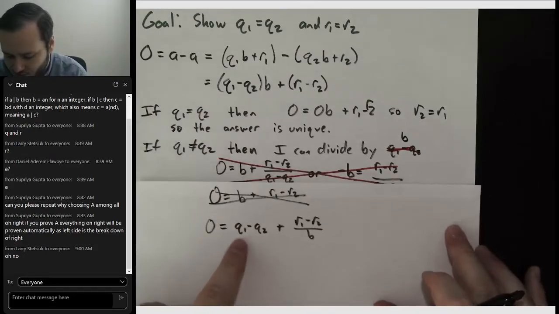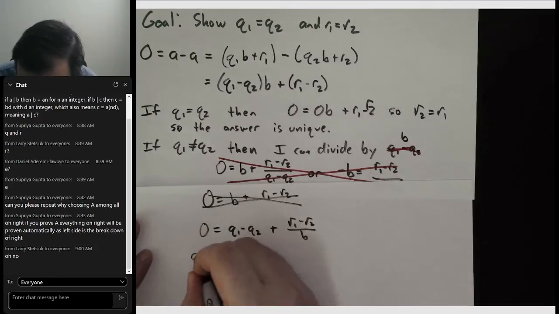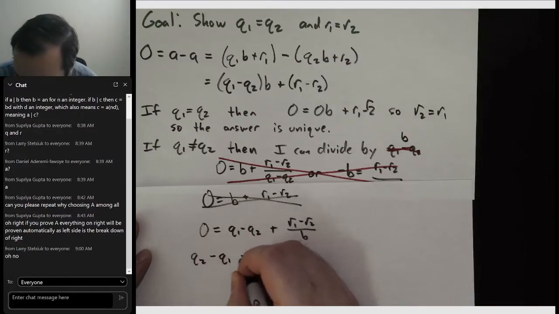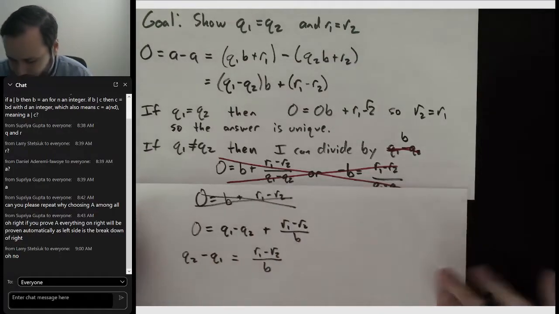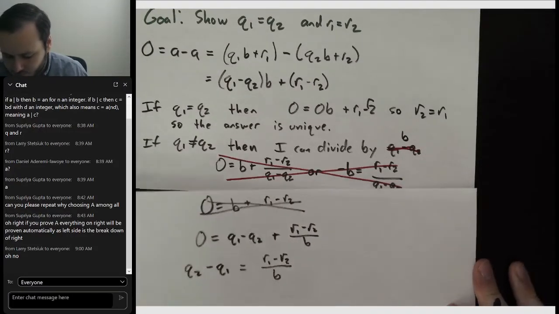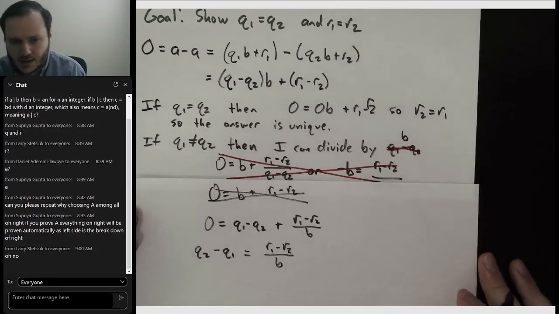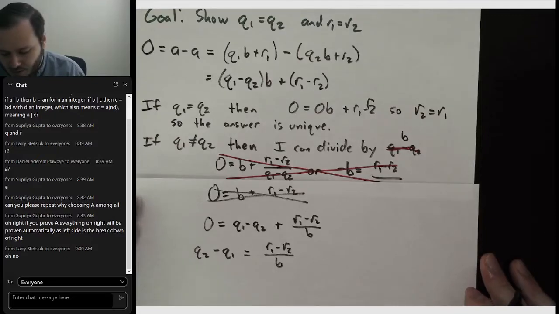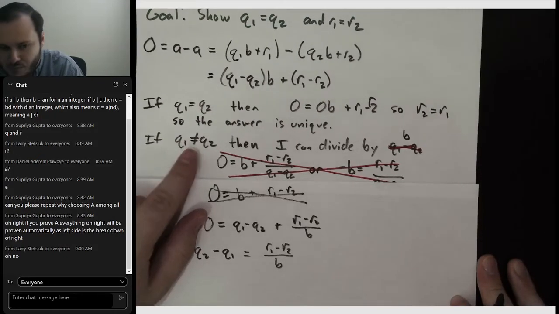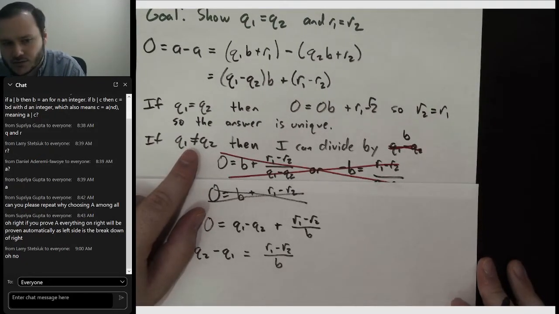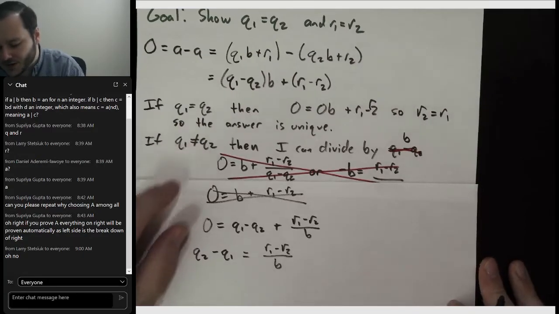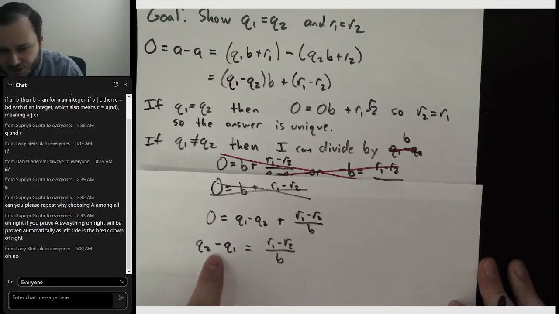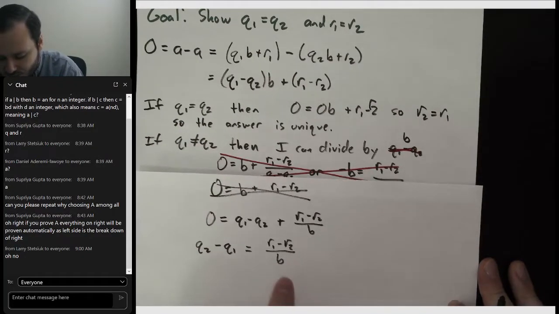And I can move this over to the other side. Q2 minus Q1 is equal to R1 minus R2 divided by B. And this is where I'm going to find my problem, right? I want this to not be a case that's possible, which means I want to come up with a contradiction somehow. My contradiction is going to be this side is an integer, and this side can't be an integer.